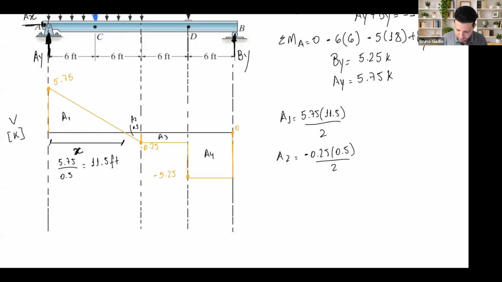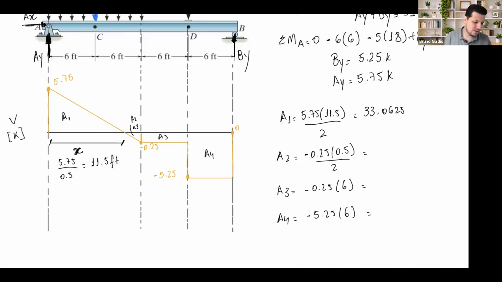Area 3, negative 0.25 times 6, that's it, times 6. Area 4, negative 5.25 times 6. Okay? Then you calculate the areas. Here I have my calculation, so let me get it here in my notes. 33. Here I left all the decimals, which is okay. So let me leave all the decimals here for the calculation.